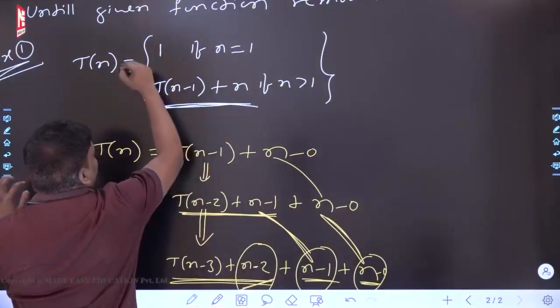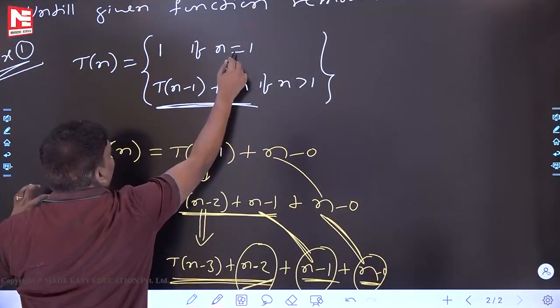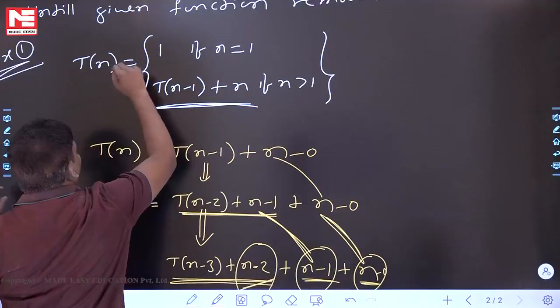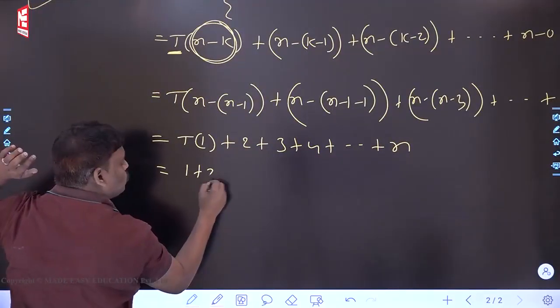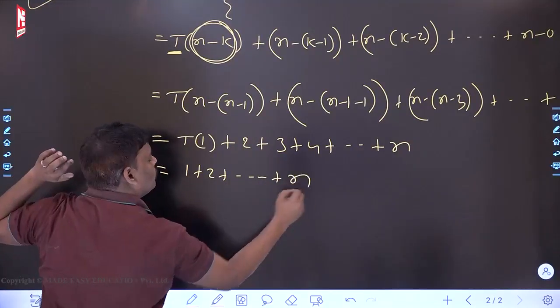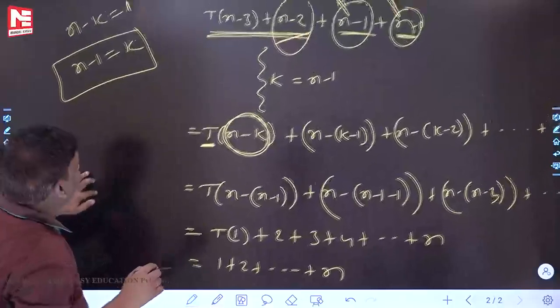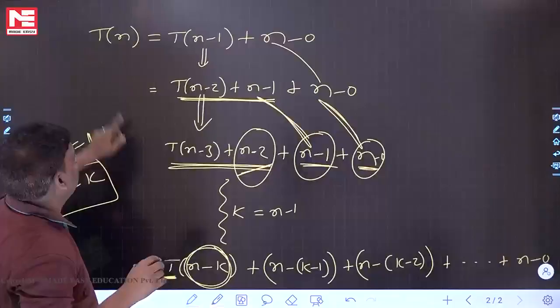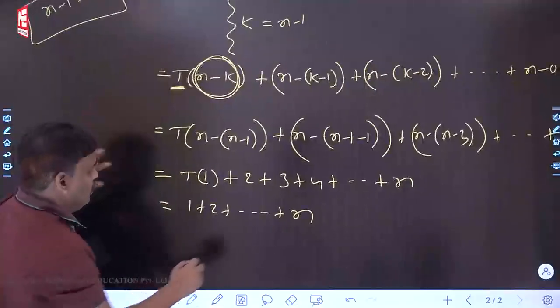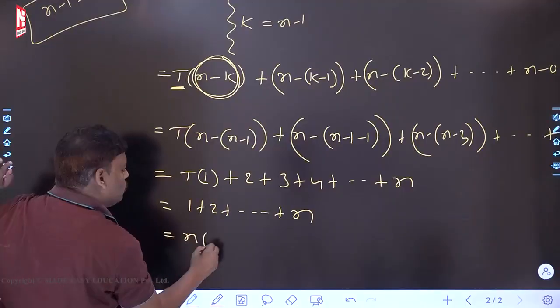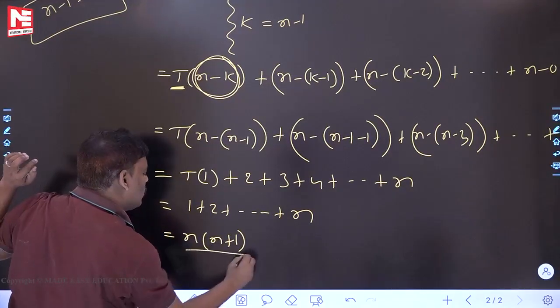T1, right? Tn is equal to 1 if n is equal to 1. If n is equal to 1, T1 is equal to 1. Let me keep that there. It is 1 plus 2 plus 3 and so on, n. Try to remember this entire thing is Tn. If I solve this one, finally I got n into n plus 1 by 2, the sum of n natural numbers.